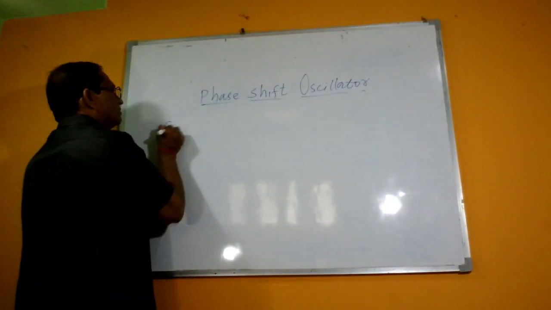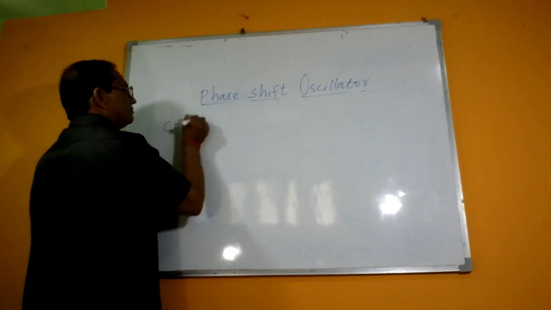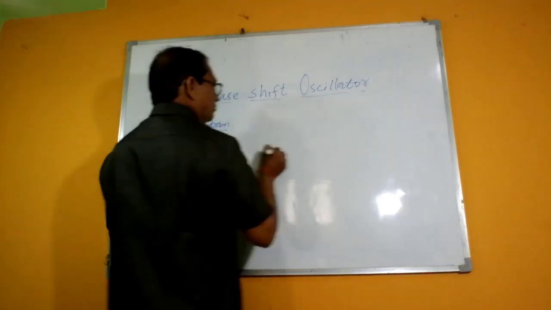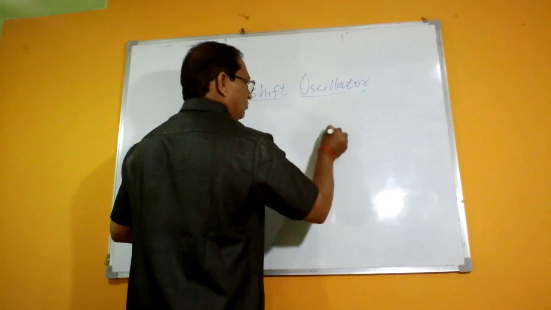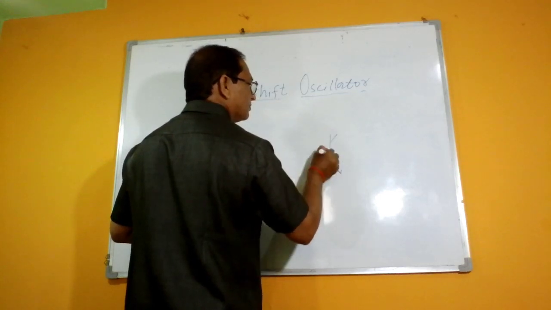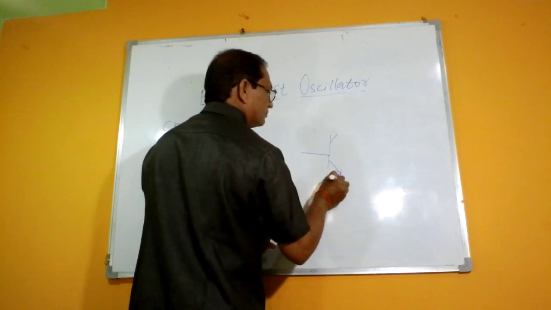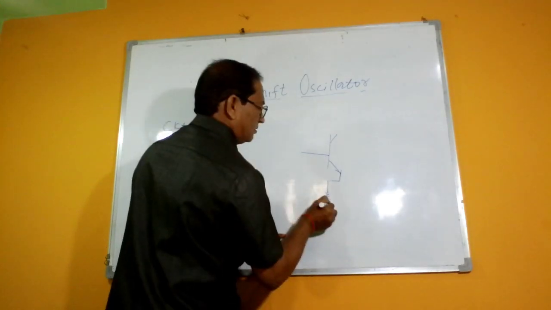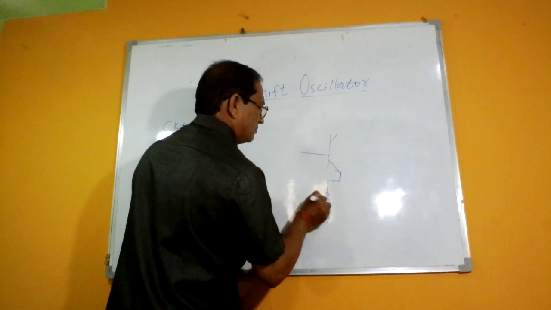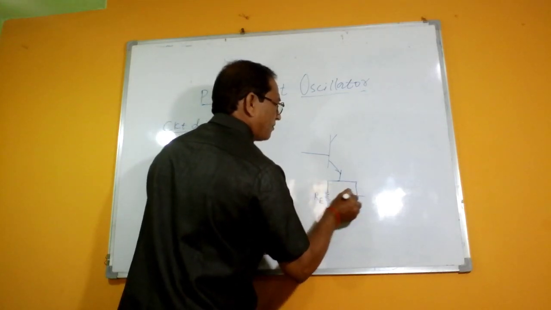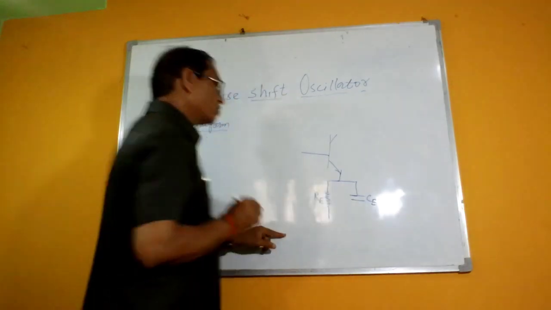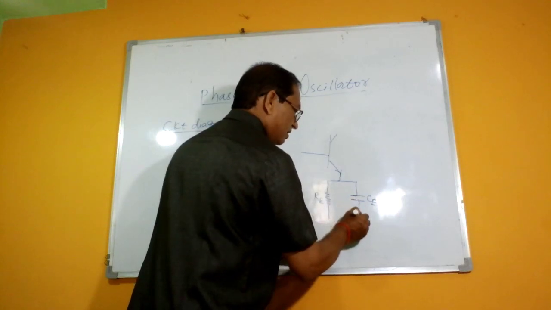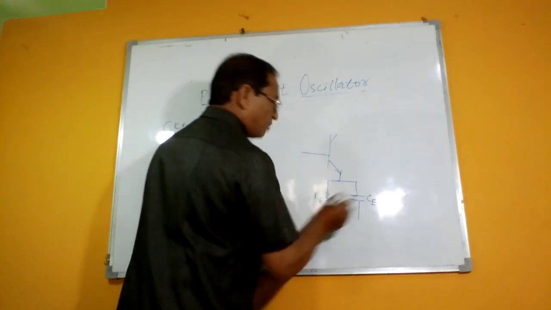The circuit diagram for this one is, so we have a transistor. This is to be used in CE mode. The resistance RE, the capacitor CE. Resistance RE is used to increase and maintain the stability, and the capacitor CE is used as a bypass capacitor.